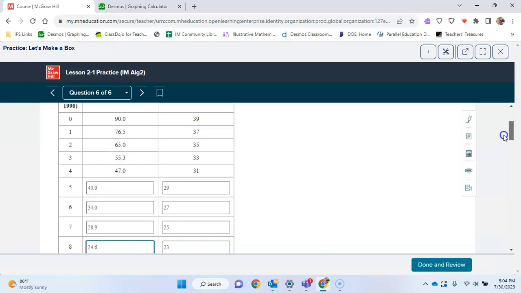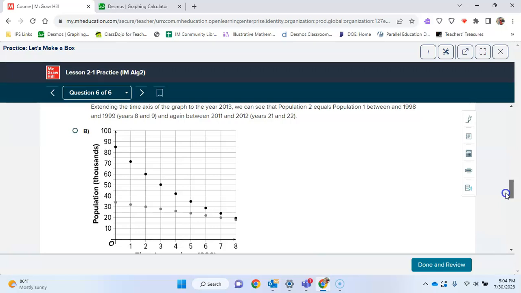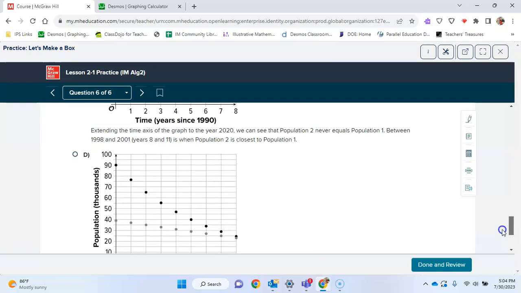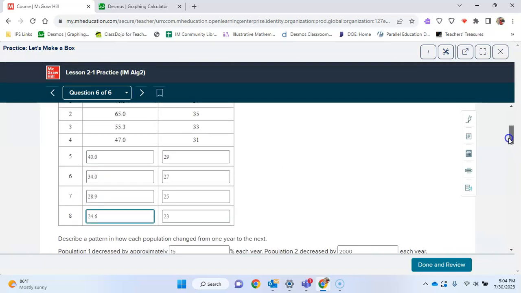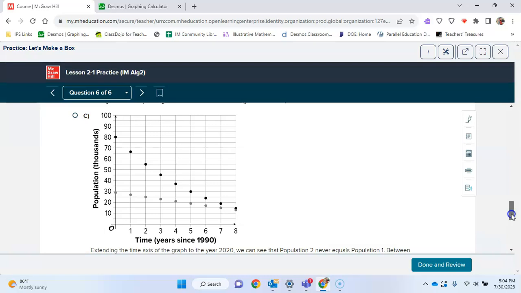Okay, so you can see it starts off at 90. 100, 85, 80. You can see that graph D is the only one that starts off at 90 for population 1. Okay, is this going down 2 each year? Yep, you can see it's going down approximately 2 each year. And then the second value was 76.5. That looks about right.